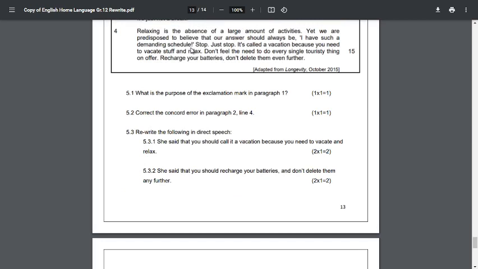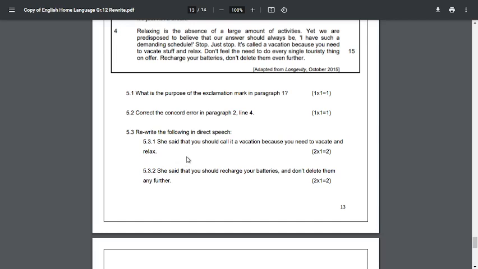Rewrite the following in direct speech. She said that you should call it a vacation because you need to vacate and relax. She said that you should recharge your batteries and don't delete them any further. So, these are both in indirect reported speech. Rewrite them in direct speech.